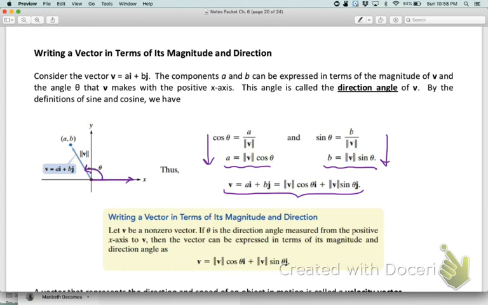So the way that we can write a vector in terms of its magnitude and its direction, meaning using the angle, is going to be that v is equal to the magnitude of v times the cosine of theta, i, plus the magnitude of v times the sine of theta, j. And so it kind of makes sense with what we know about how the cosine corresponds with your x coordinate and the sine corresponds with your y coordinate.